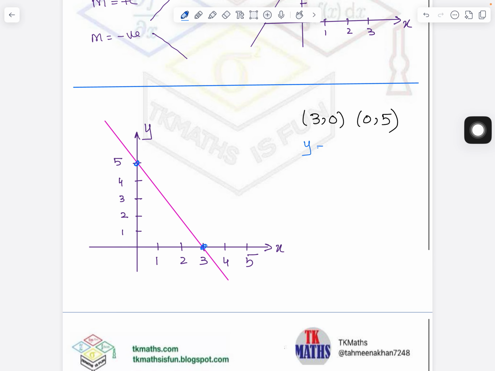Now I have to find the equation of this line, which is in this form. So I know c will be 5 because it tells you the y-intercept. Now to find the gradient, I will apply the gradient formula, which is y2 minus y1 over x2 minus x1. So it is minus 5 over 3. So the equation of the line is y equals minus 5 over 3 x plus 5. So this was prerequisite knowledge for it. So let's start.